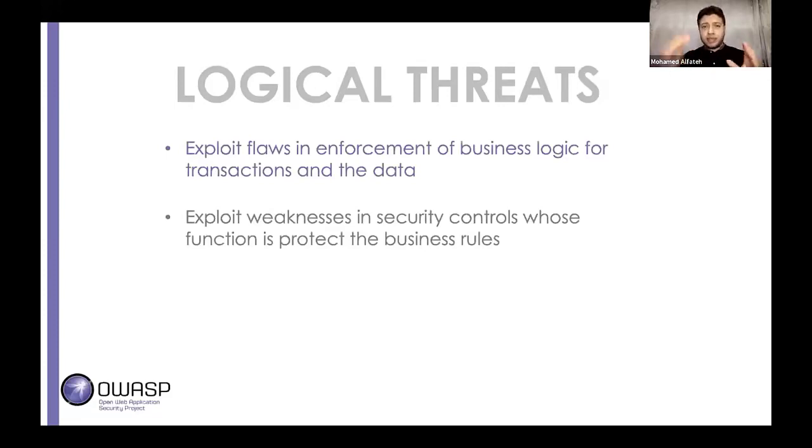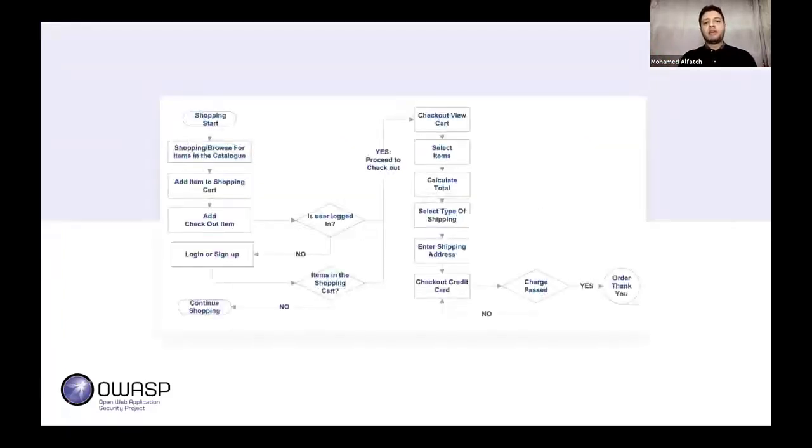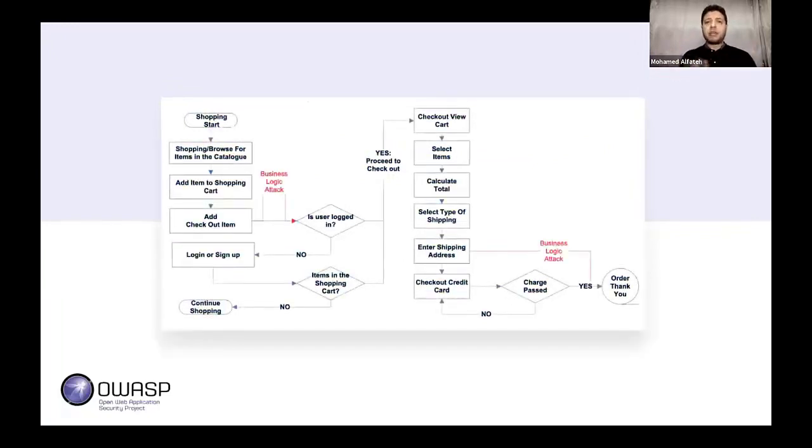Try to list all use cases in your application, and for each use case, try to list one or more abuse cases. This will help as well to discover some logical threats. Using a logical data flow for your application may give you some insights, like, okay, I can skip this step, I can do some logical threats here. So sometimes it's good to have a logical flow for a specific function in order to identify some logical threats.